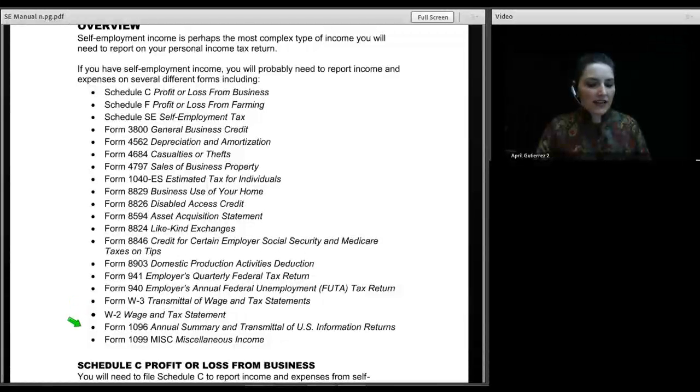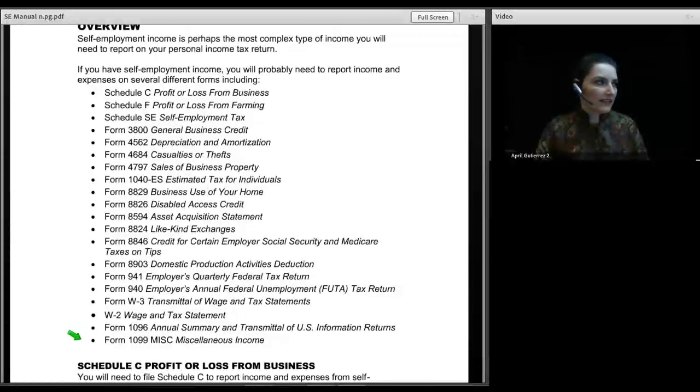There's also Form 1096, Annual Summary and Transmittal of U.S. Information Returns. That attaches to Form 1099, Miscellaneous Income. And although we're not going to spend any time today really talking about the wage statements that employers need to issue, we are going to spend quite a bit of time talking about 1099 Miscellaneous Income, because 1099 miscellaneous income goes hand in hand with self-employment.